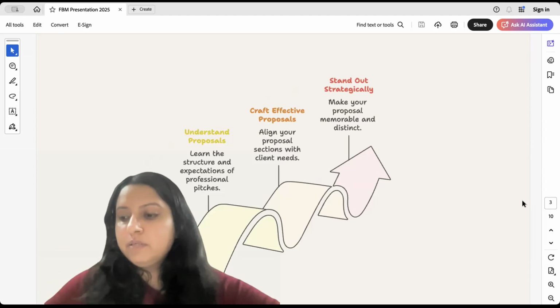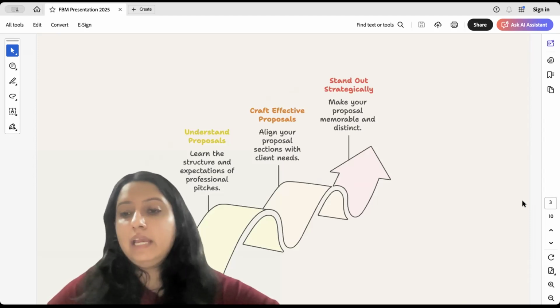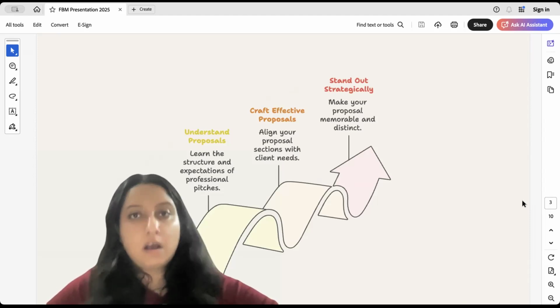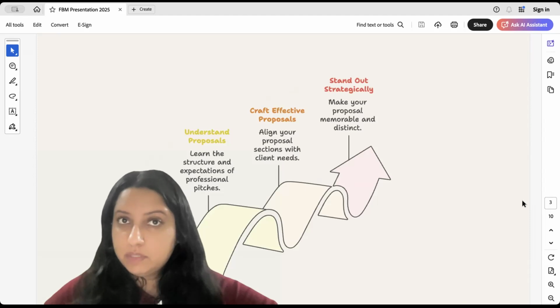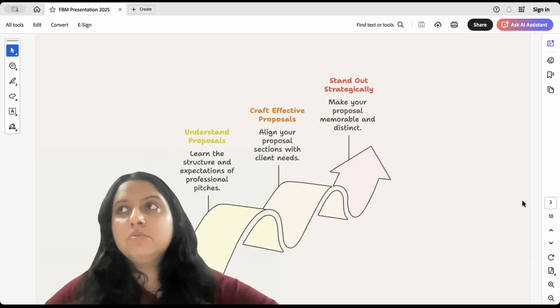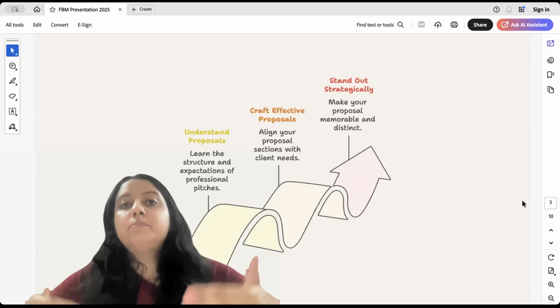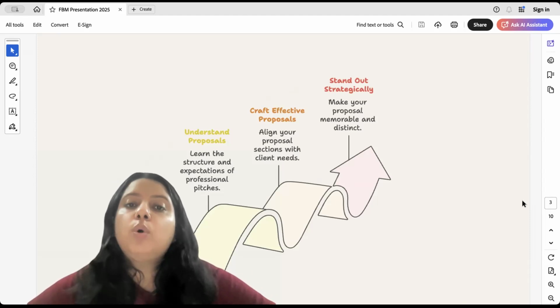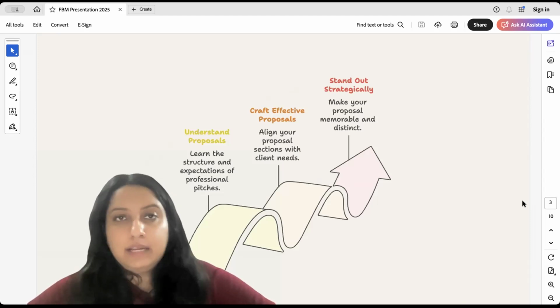So when I say effective, it means that you have to study what the client has asked for and align your proposal sections with the client needs. If you're writing a 5-page proposal, it better have all the sections as asked. There are often times when a client will ask you to share references within the proposal. There are often times when the client will ask you to share contact information. Maybe the client will ask you to share your proposed timeline. You should always make a proposal effective by checking all the boxes that the client is asking.